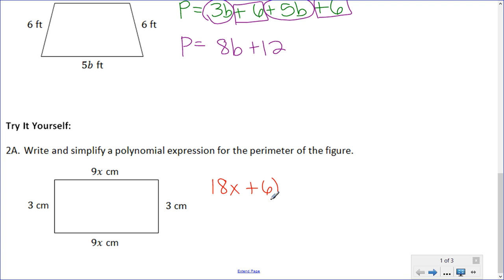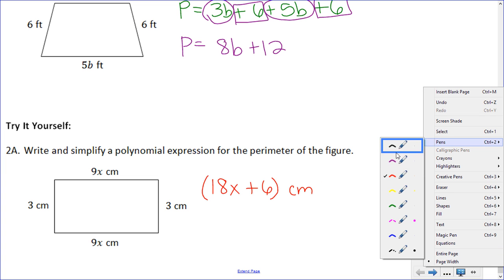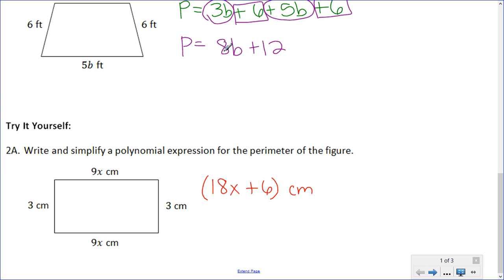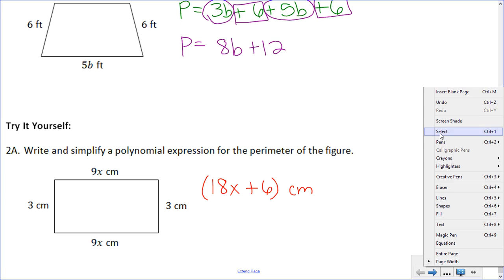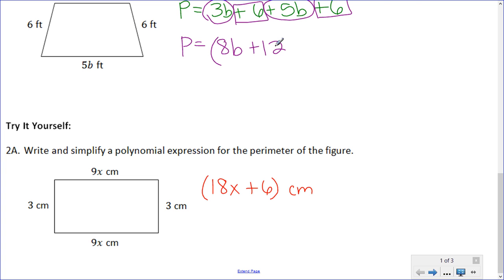And really, this should be written with parentheses followed by the units. So we should actually have that on the previous example too. So this should be in parentheses with feet as our units. All the parentheses do here is group this together, so it's not saying it's 8b plus 12 feet. It's actually 8b plus 12 feet. So that's what that's for, just to group those together so they all together represent the perimeter and not just the last part of it being in feet.